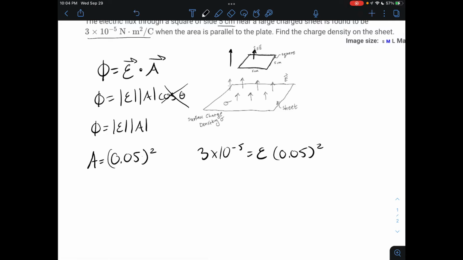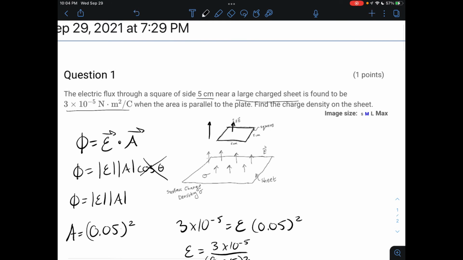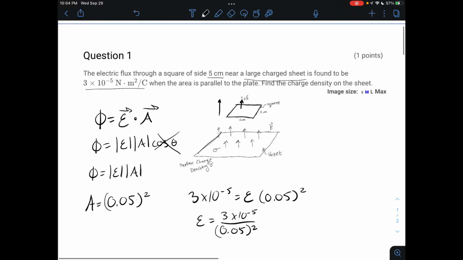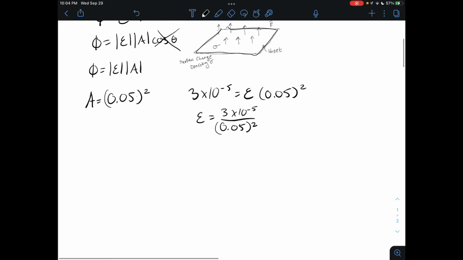So we find our electric field is equal to 3 times 10 to the negative 5th over 0.05 squared, right? But near a large charged sheet, if we estimate that as an infinite plane, like we have before, we have an equation to find the electric field for an infinite plane. That's going to be our sigma over 2 epsilon naught, right? So we have our electric field over here, and we have our electric field over here.